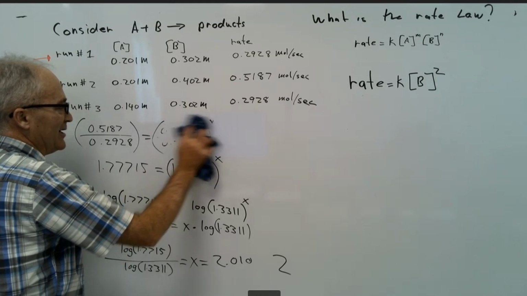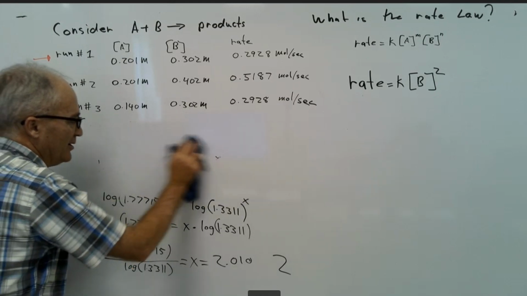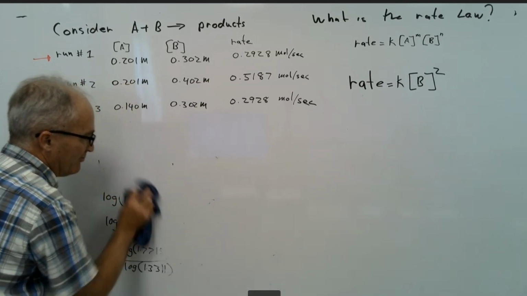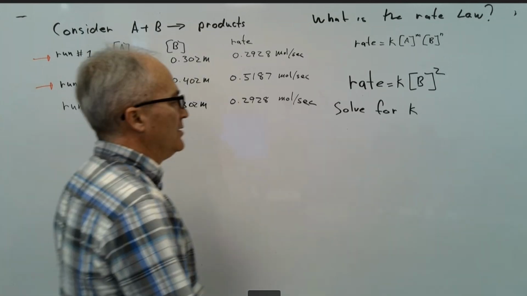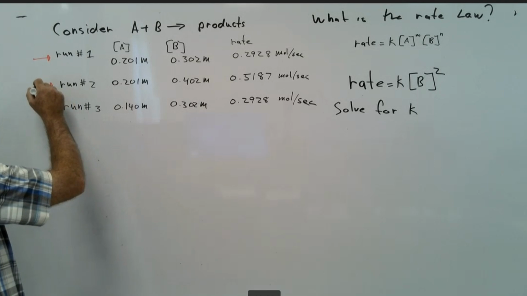Yeah, concentration of A has no effect on rate, so it doesn't show up in the rate law. The rate law tells us how concentration affects rate. Alright, more fun questions to answer. Solve for K. Or I could say, what is the rate constant? Now that we know the reaction order, we can choose an experiment.